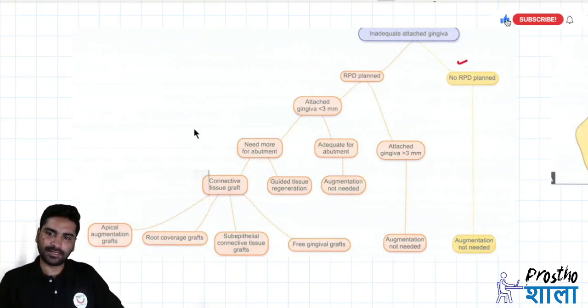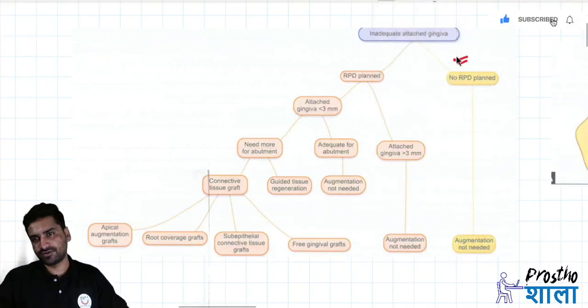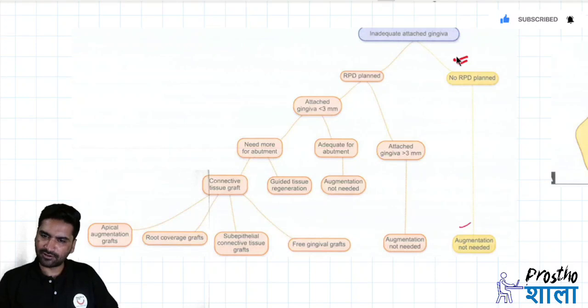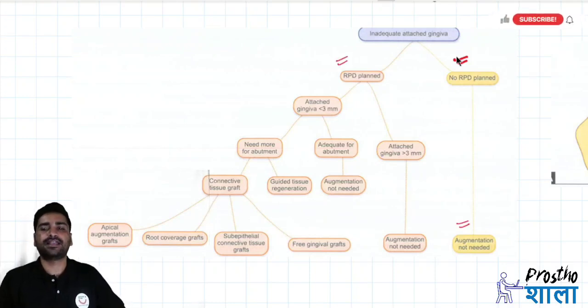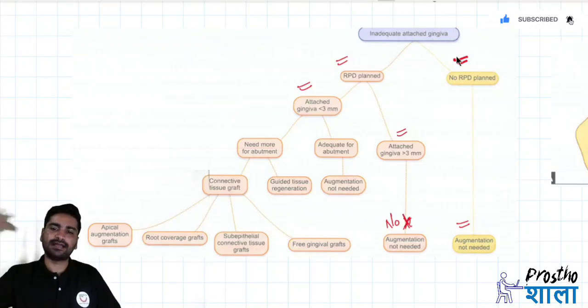So if you are not planning an RPD, no issues, no worries, then there is no need of knowing about the management of the deficient attached gingiva, right? Because there is no augmentation required. But if you are planning for a removable partial denture and the attached gingiva is more than 3 mm, again no augmentation is required. You can directly go on with fabricating a removable partial denture.